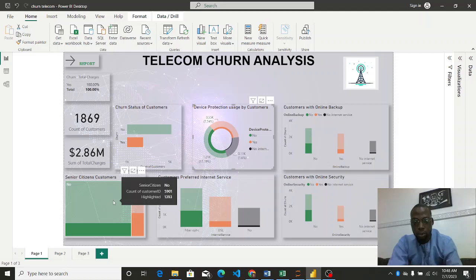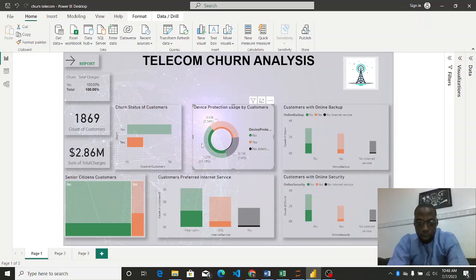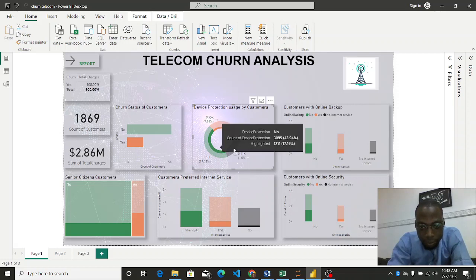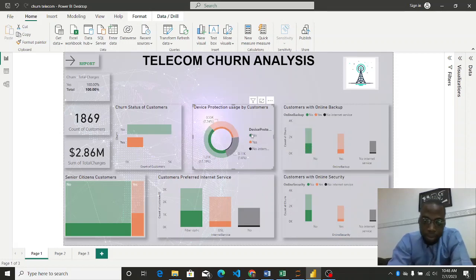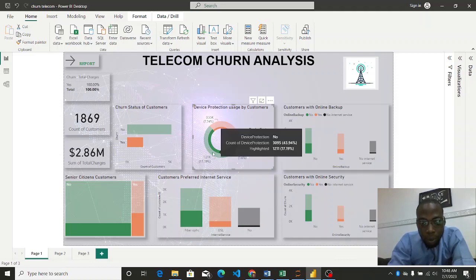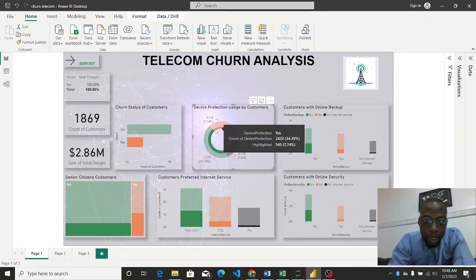Let's find out device protection usage by customers. So we can see that the categories of device protection are no, people that do not use device protection, people that use device protection, and people without internet service. So we can say that the no's have it. There are more people that do not use device protection than people that use device protection.